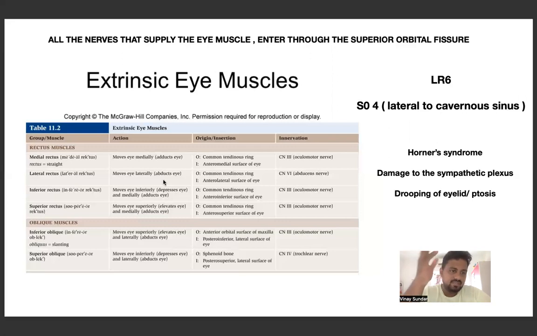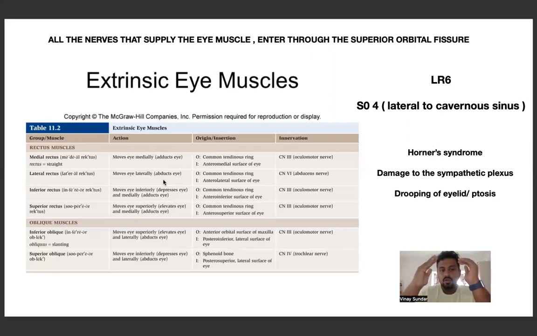So the recti group of muscles is going to do what the direction in the name says. For example, medial is medial movement, lateral is lateral movement. Inferior rectus is going to move inferiorly as well as medially. Superior rectus is going to move superiorly and medially. Now, what are we left with? We have found the muscle which moves it medially, and the one that moves it laterally.